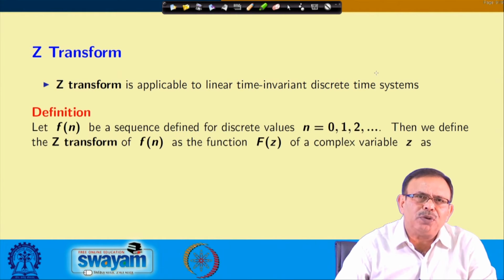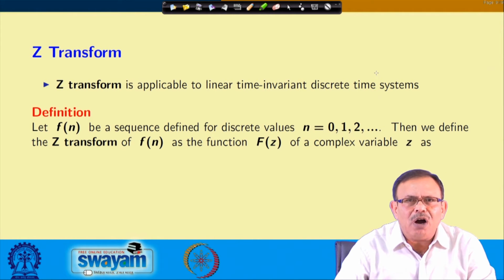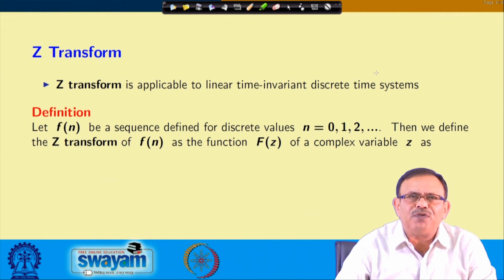So, first we will give the definition and the properties. After that, we will see how to find out the Z transform of some functions. Let f n be a sequence defined for discrete variables n equals 0, 1, 2. That is, we have a sequence where for each value of n, f n has a particular value. Then we define the Z transform of f n as a function of z, where z is a complex variable. Please note this.